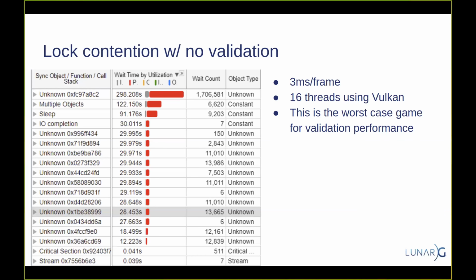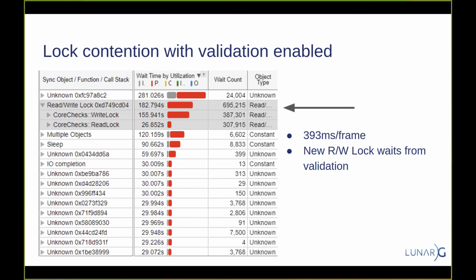When you turn on validation, the performance craters, basically. We go to 393 milliseconds per frame. That's just over 2 frames per second. And looking at the lock contention, you'll see that there's a large amount of time spent waiting on these two methods inside the validation layer for these global or device and instance level read-write locks. And that's a big chunk of what makes validation so slow with this game.